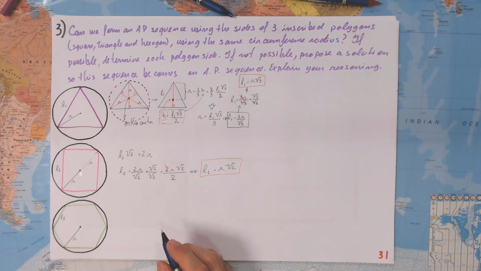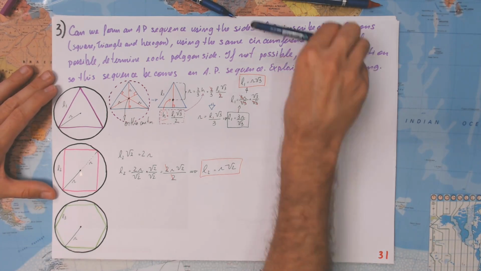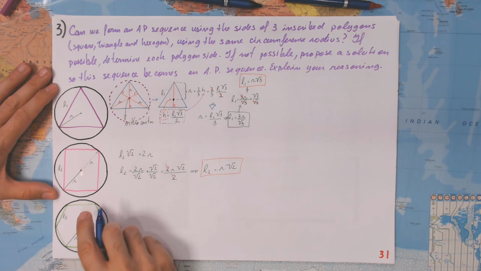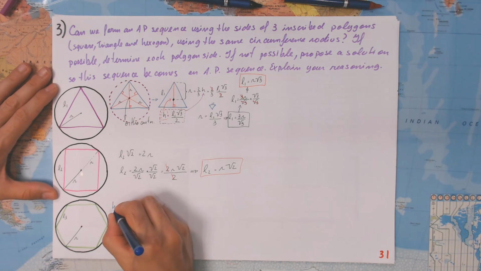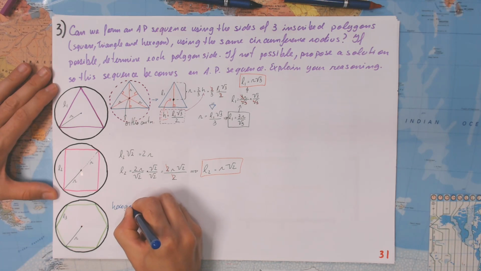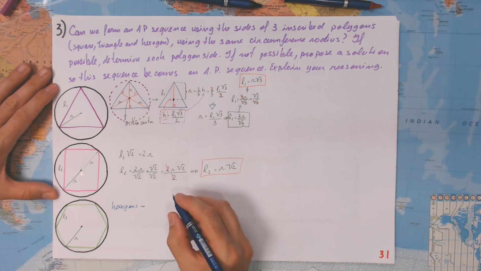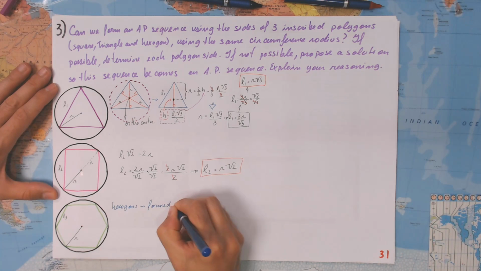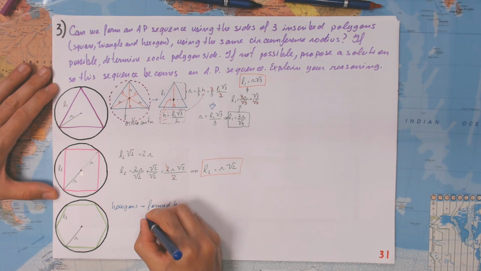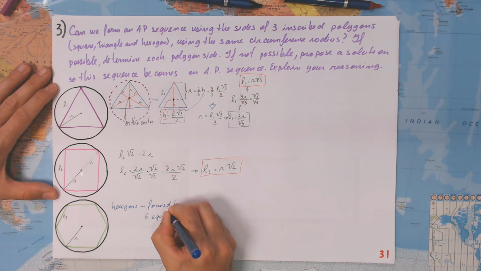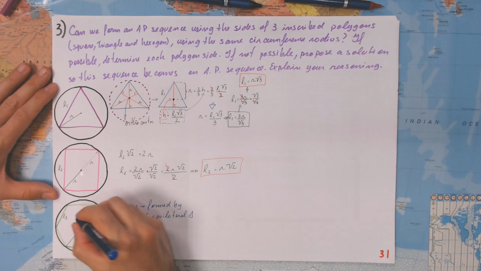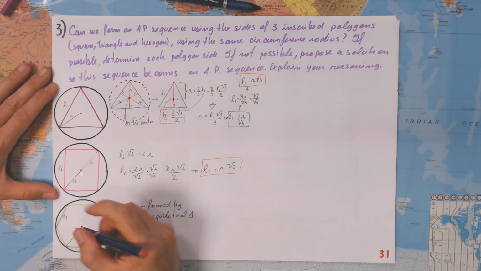And the third one, we have to remember a property, okay, that when you're dealing with hexagons, formed by 6 equilateral triangles. Look here, I'm going to make it in red.